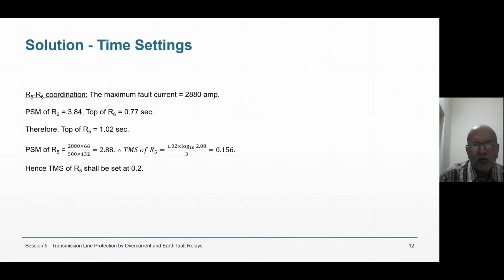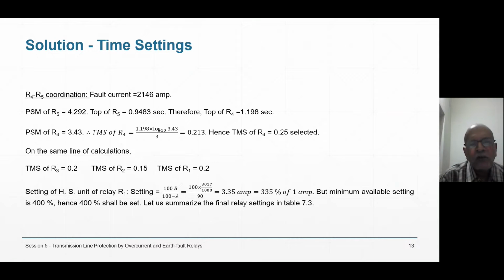Every now and then you will have to check that if a transformer is there, you cannot forget the transformation ratio. So R5 and R6 I have coordinated. Then I have to coordinate R4 and R5. For that the fault current is 2146.